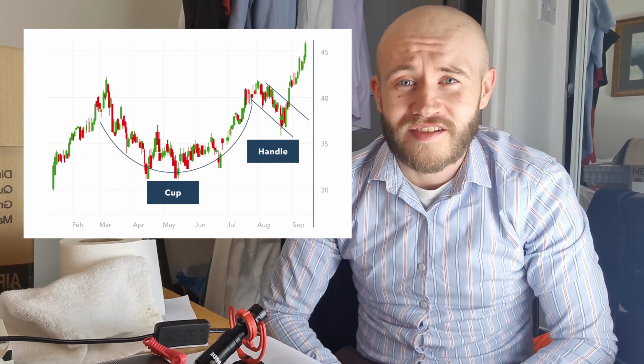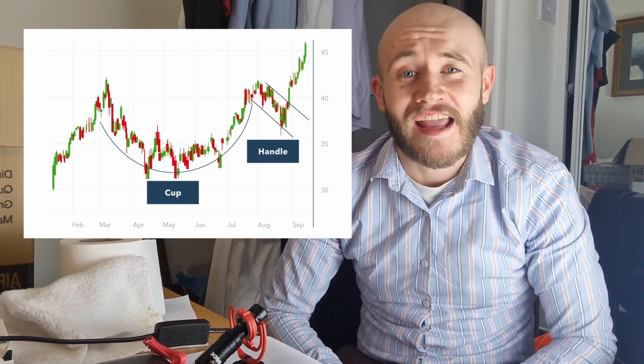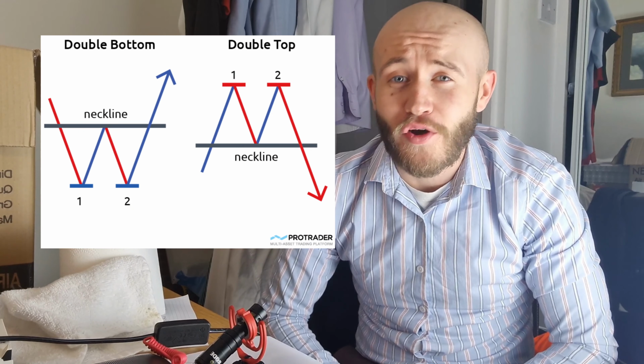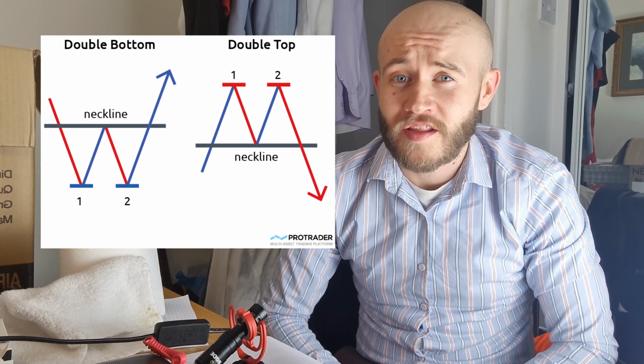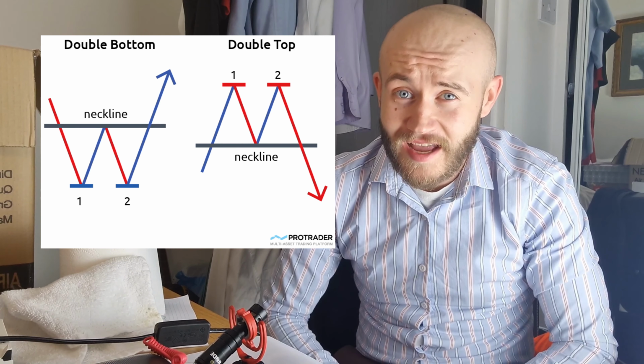The first one is a cup and handle. This is identified by a large rounded bottom and a handle. Cups and handles are bullish. Then there are double bottoms and double tops, depending on which way it goes. What I mean by that is, if you've got a double bottom, you're hoping it's going to go up. If you've got a double top, it's going to go down.